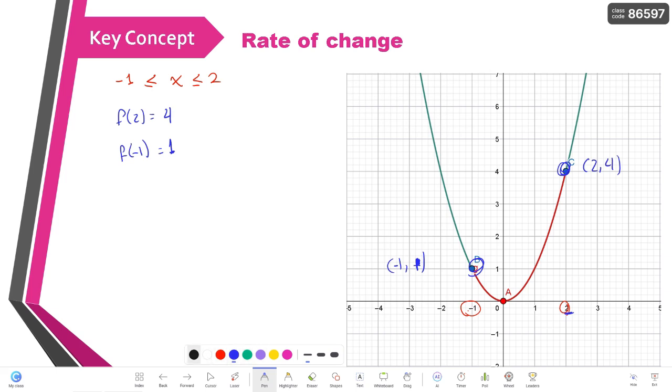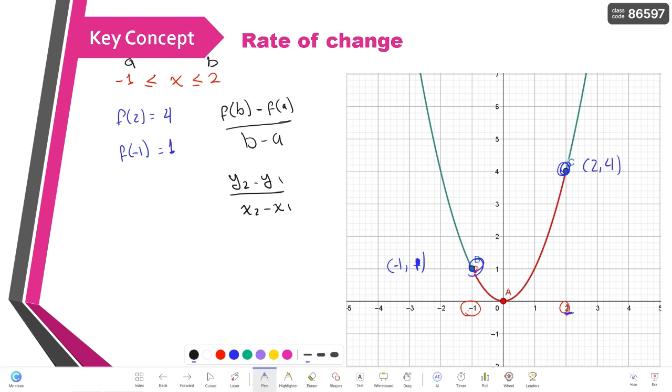Then what we have to do is subtract them. Let's say this point is A and this point is B. To find the rate of change, you need to find f of B minus f of A, over B minus A. It looks like the slope of a linear function, when we were calculating y2 minus y1 over x2 minus x1. That is the rate of change of a linear function, but this one is the rate of change over the curve.